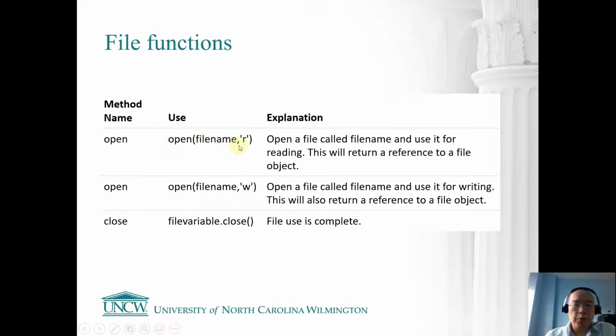And if we do a code R, that is for read, so we open a file for reading. And if we want to open a file for writing, then that is open a file and then with the W. And eventually after you finish touching the file, you want to close it, and you have to use the file variable you created when you open the file, and then you do a dot close.